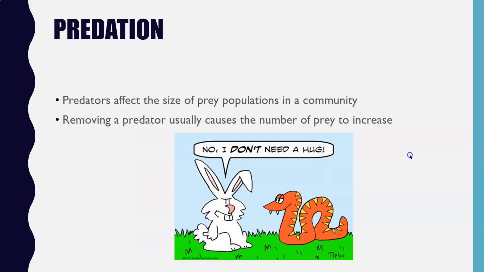So predators affect the size of prey populations in a community. If you remove the predator, there's going to be a change in the amount of prey. It causes the prey to increase. This rabbit does not want a hug. It's going to get eaten. It knows that.